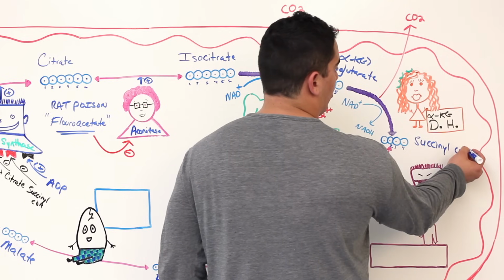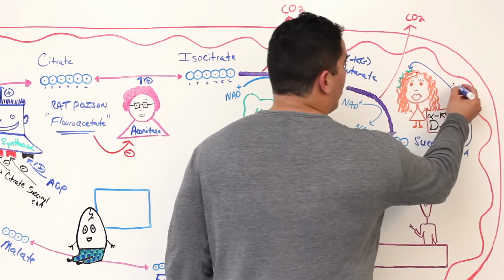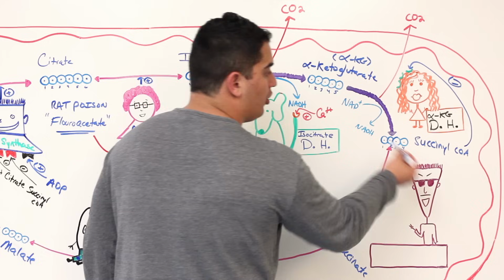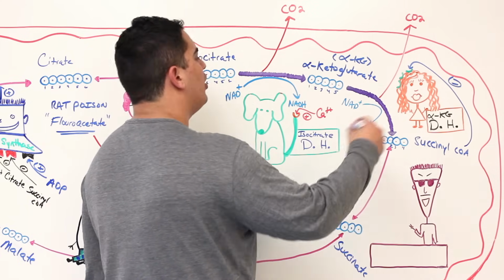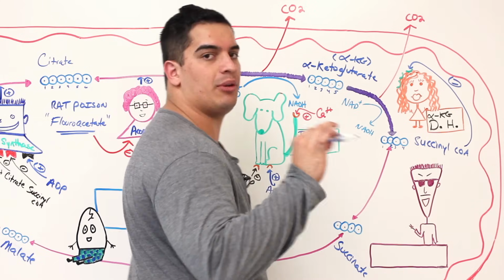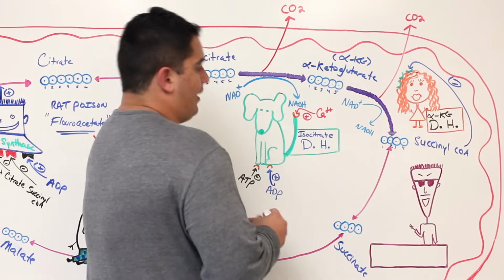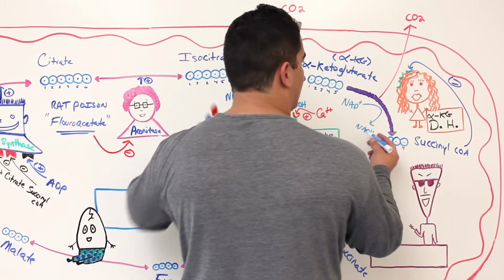So look what succinyl-CoA can come over here and do. It can come and bind onto this enzyme, and it will inhibit this enzyme and tell it, don't keep converting alpha-ketoglutarate to succinyl-CoA. We don't need to do that anymore. There's either too much ATP, too much NADH, too much energy produced in the cell. Stop.